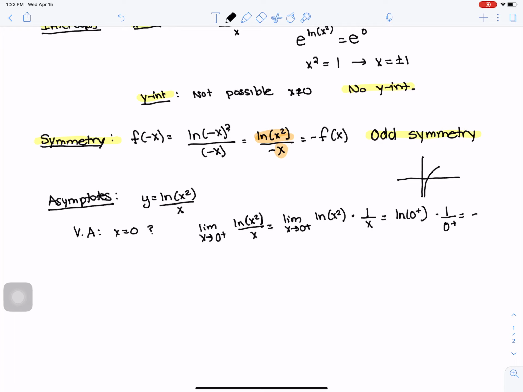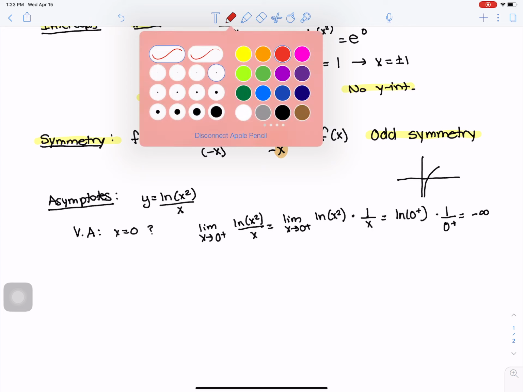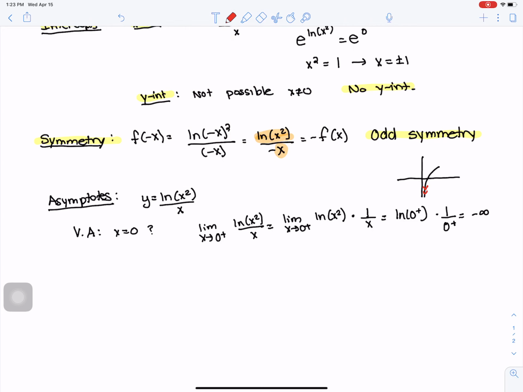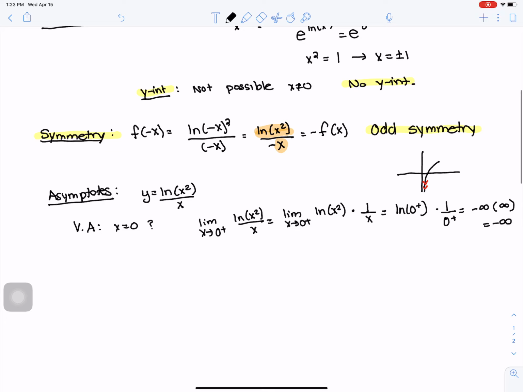Ln of 0 plus is negative infinity because this graph is going down to negative infinity. And then 1 over 0 plus goes to positive infinity. So the overall result here is negative infinity. Because this goes to infinity or negative infinity, it does confirm that this is a vertical asymptote. We can summarize and say x equals 0 is a vertical asymptote.